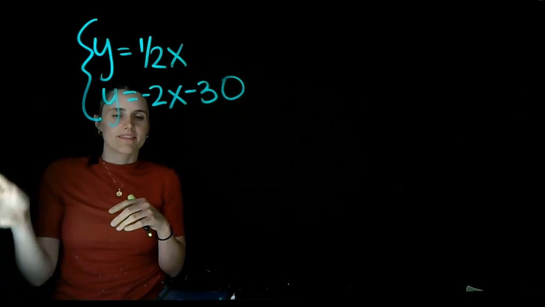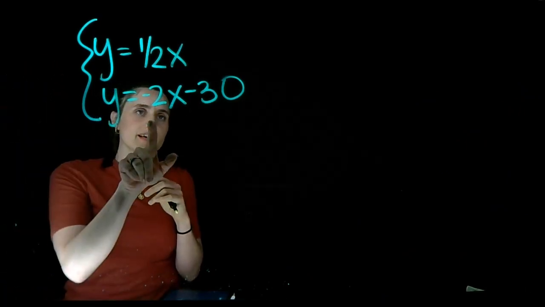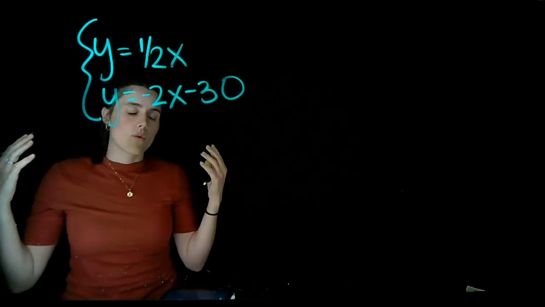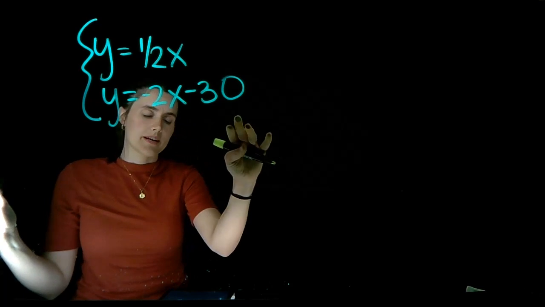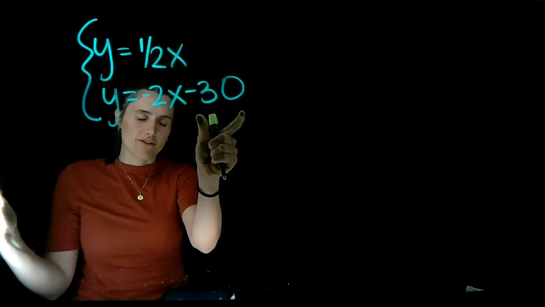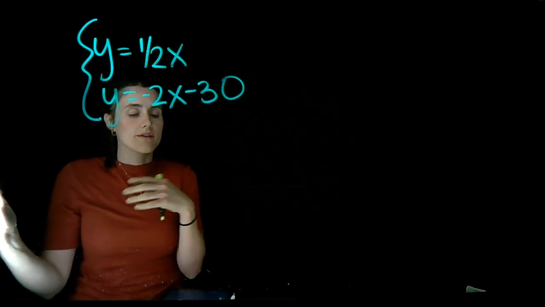Now I'm given this system of equations. We have y equals 1/2 x and y equals negative 2x minus 30. And I want to figure out where do these lines intersect, or what is the solution. I don't want to graph this because I don't want to graph a y-intercept of negative 30 because I'd have to make my graph really big. So instead of graphing this, we're going to solve this algebraically.